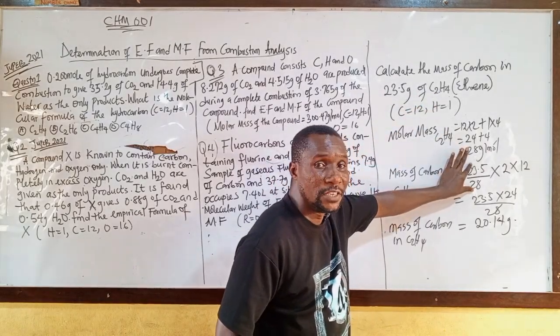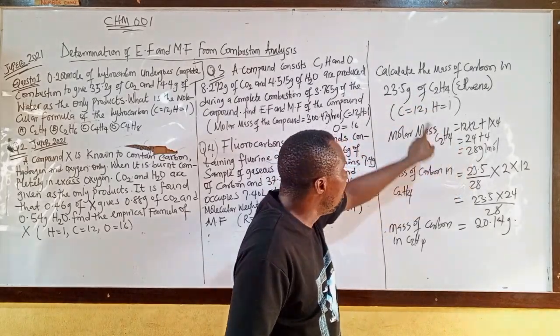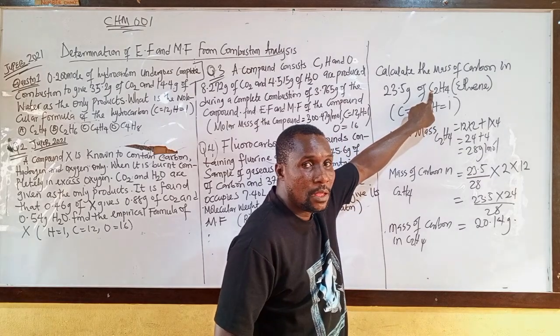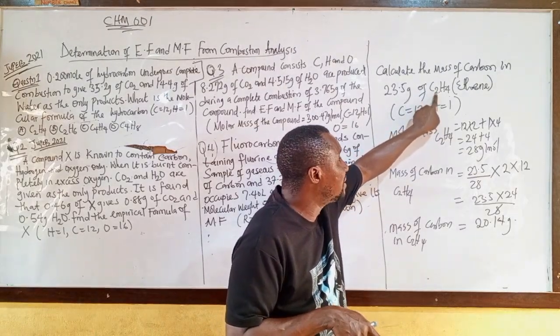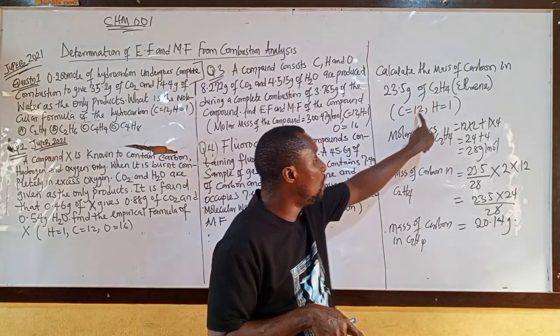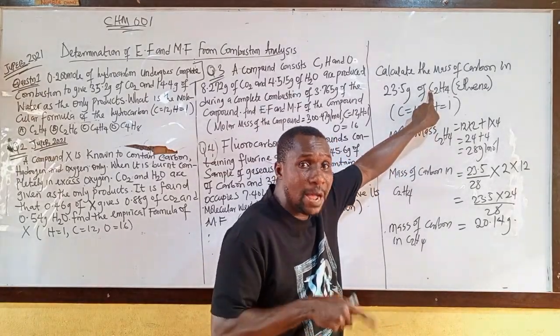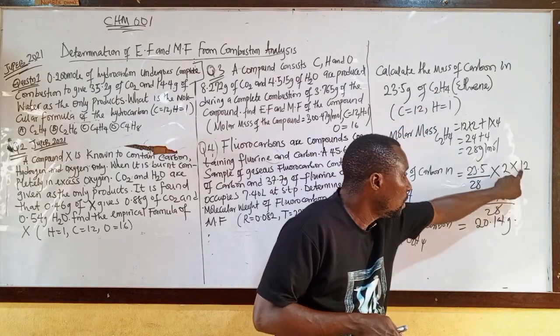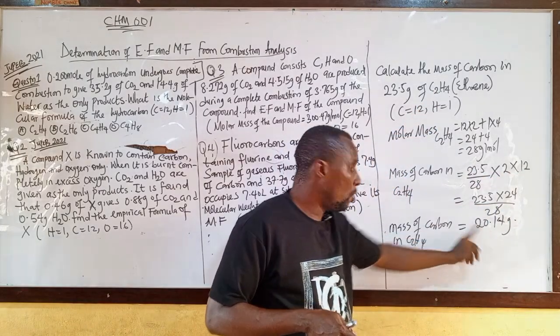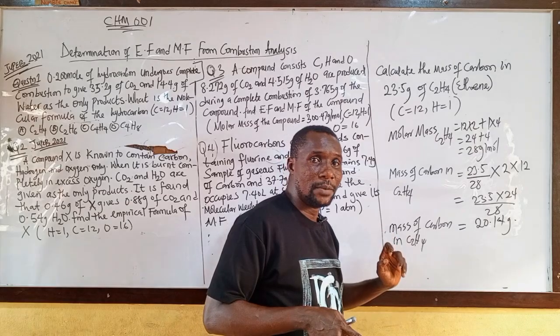Very simple. Find the mole of the given mass of C2H4. When you get the mole of the given mass, then multiply it by the number of carbon we have. How many carbon do we have in C2H4? 2. Then the mass of carbon is 12, that is 12 times 2. That means the mass of carbon in that compound.